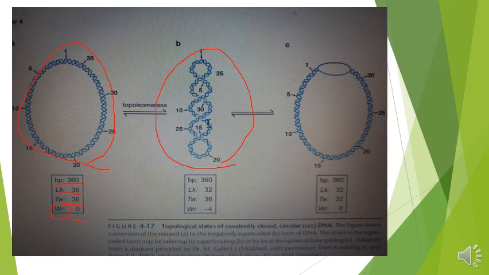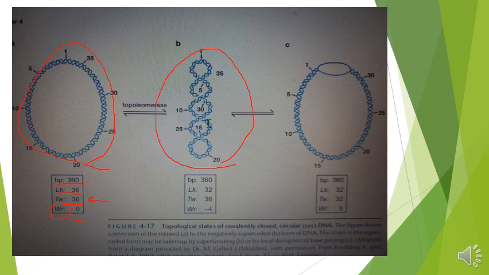And the twisting number, you can find it from the number of base pairs in this circular DNA, and then you divide them by 10 or 11, and you can find that the number of twists is 36 in this relaxed circular DNA.